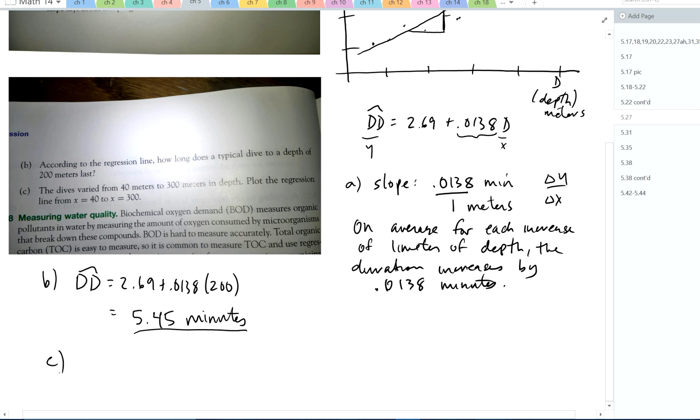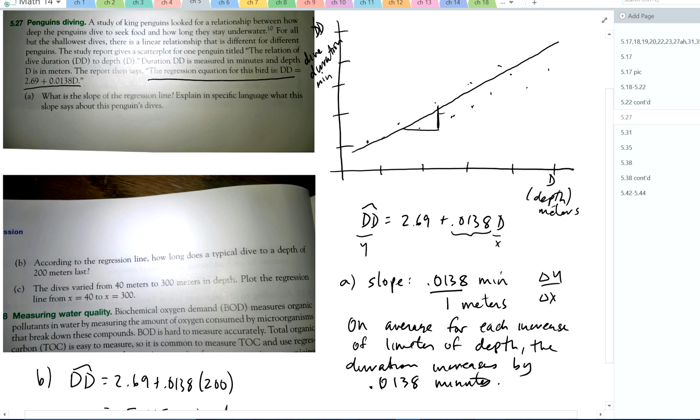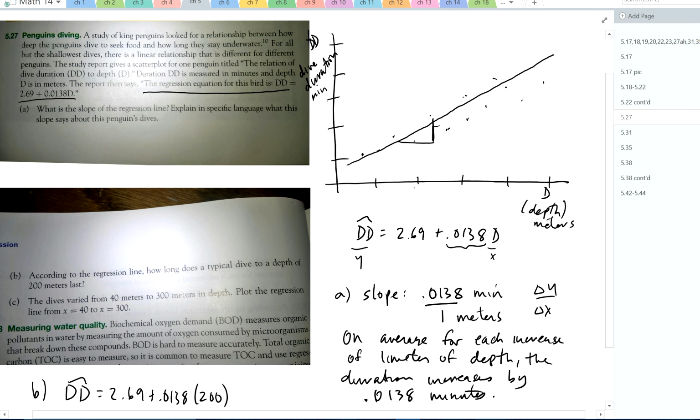C. The dives varied from 40 meters to 300 meters in depth. Plot the regression line from 40 to 300. Okay, so I'm going to be a little bit sneaky here and call this 40 to 300. So how can I scale this? If I go 40, 80, oh boy, I'm going to run out here. 120, 160. Yeah, see, that's a bad scale, so I'm going to change my scale.